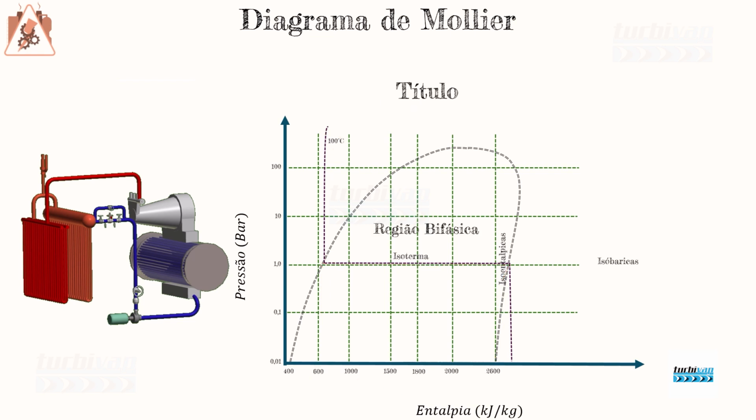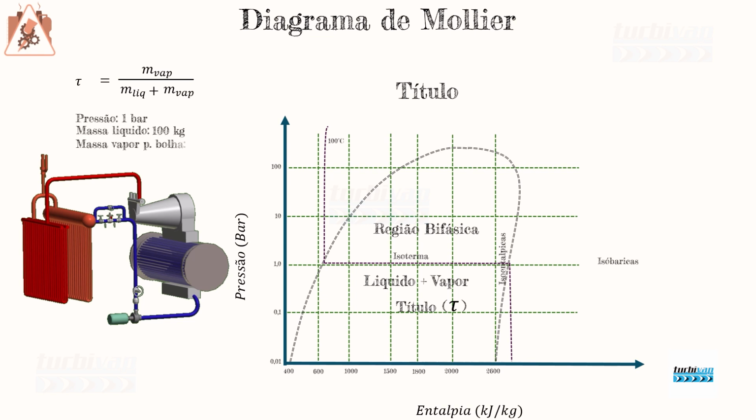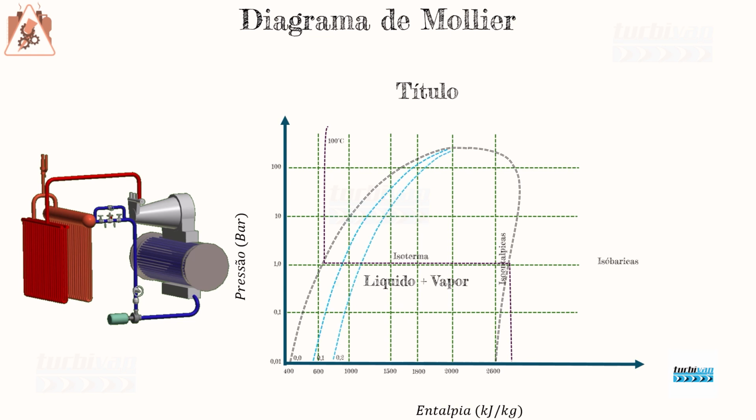And then we start remembering our little equation we saw already in module 7. What is the title? It is the mass of vapor divided by the mass of liquid plus mass of vapor. So for the pressure of a bar, mass of liquid plus steam, 0 is the bubble point. And we are making an example here: 0.1, 0.2. Also, these curves are the title curves, where the title remains constant with a value of 0.5, and so on.